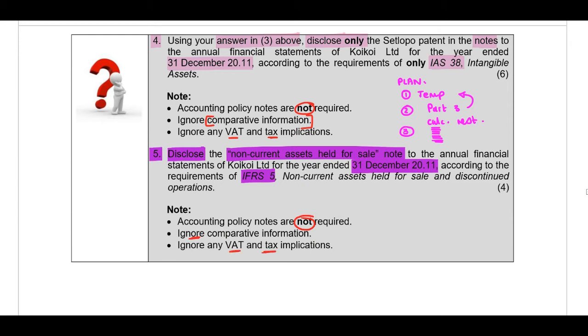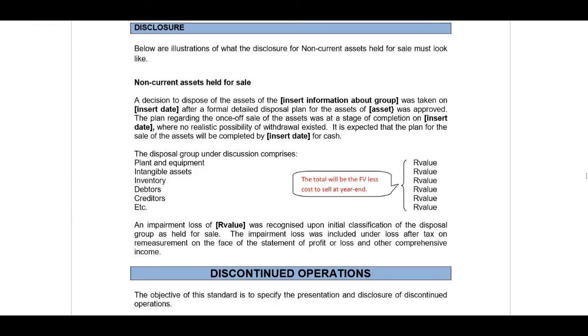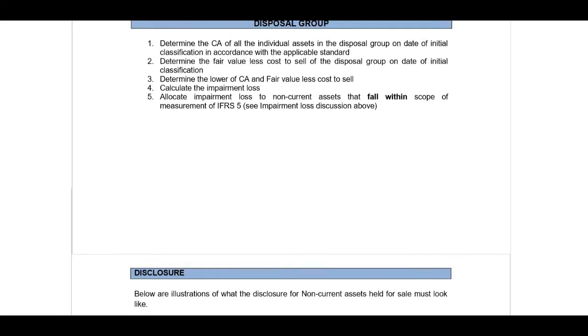Okay, take this one step back. What do you need to disclose? Look at the left bottom side for me, please. You need to identify what your non-current asset held for sale is, when this happened, why this happened, where we recognize this, and how we calculated this. Now, you are able to obtain this on your revision page as well. Okay, important, it is on your revision page.